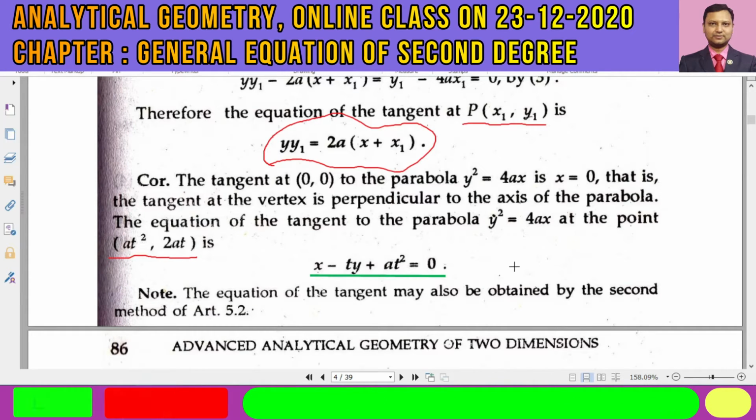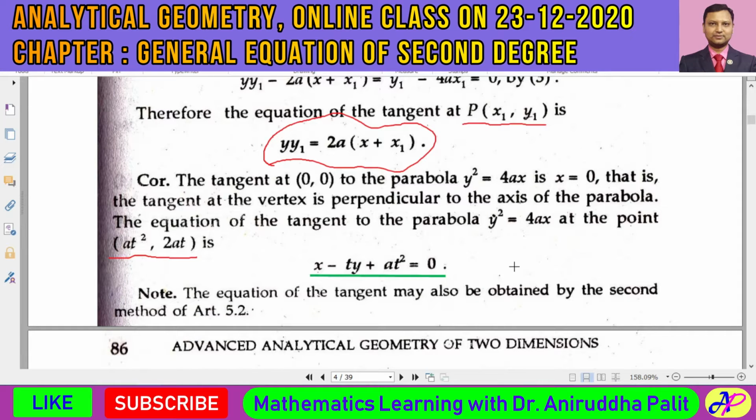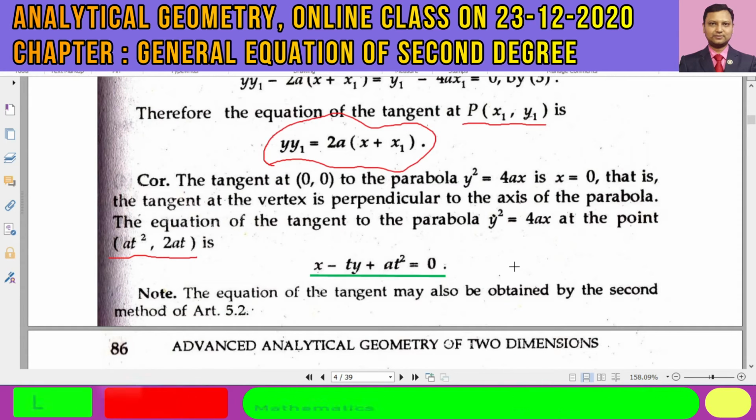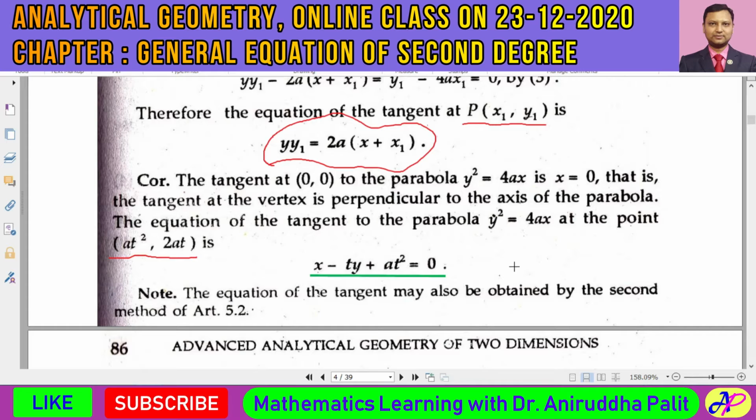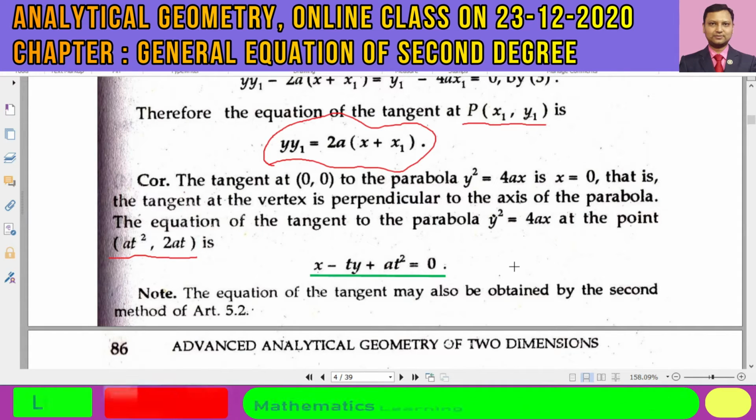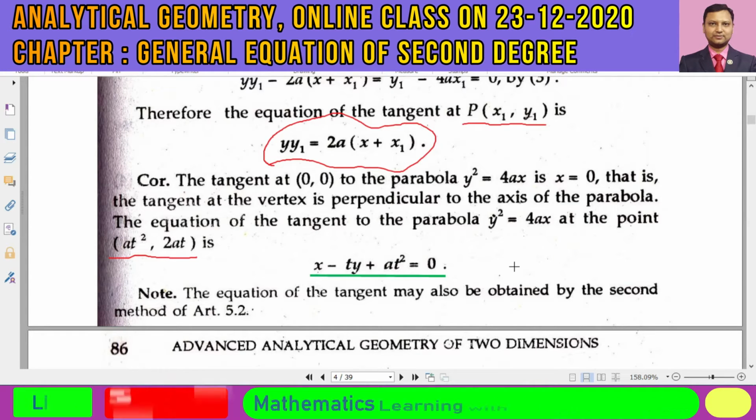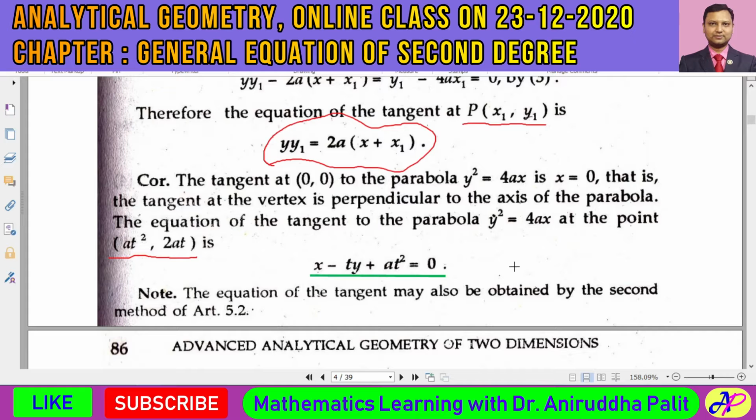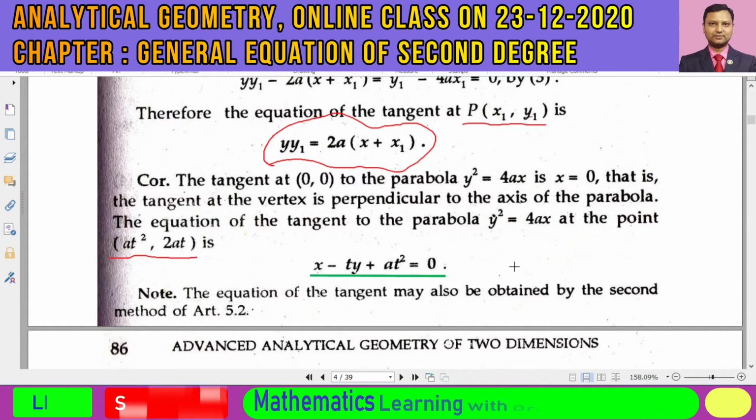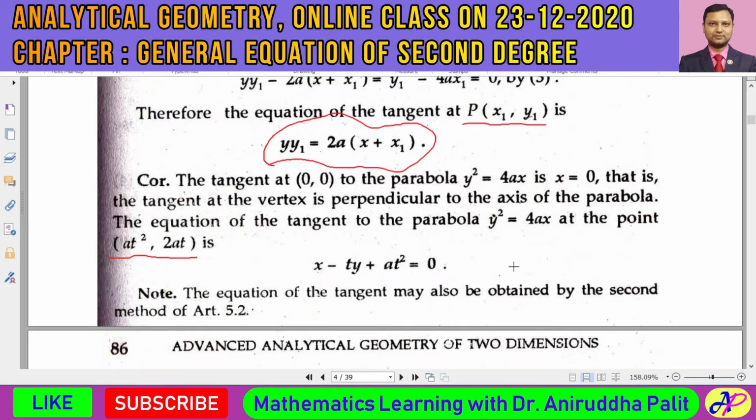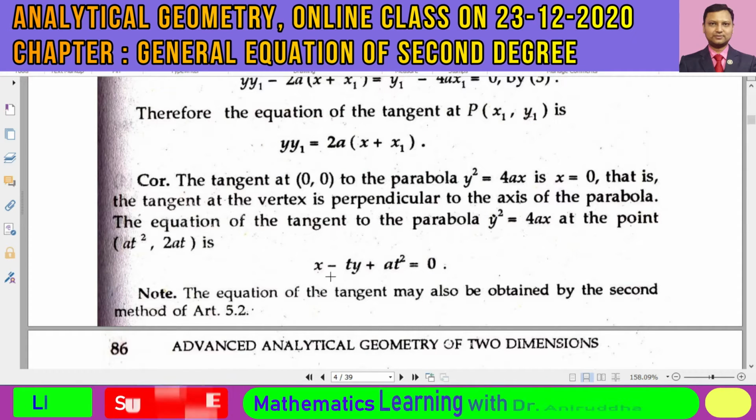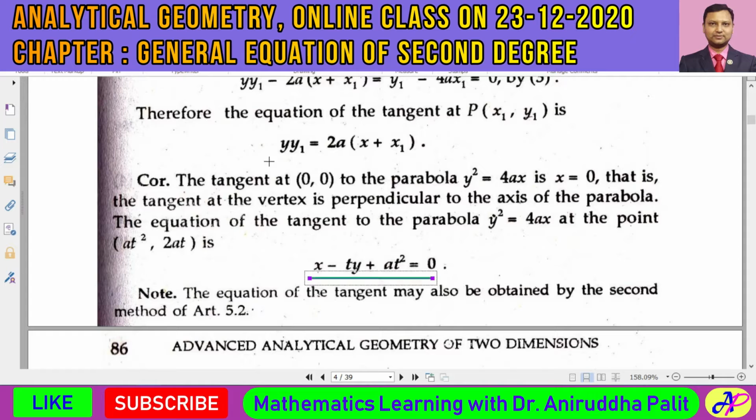I am not giving any compulsion to you. I am not stressing this one or imposing it. But if you want to remember this formula, you can, and then directly use this result in your exam. If it is not possible, because I found it is not easy to remember, generally I used to remember the basic formula, and then I put x1 equals at squared, y1 equals 2at.